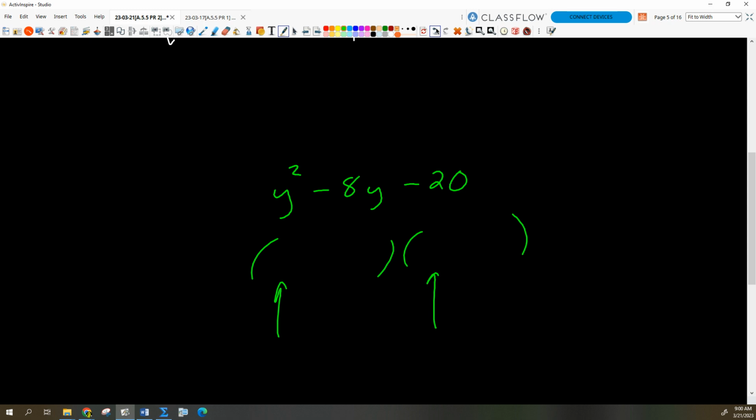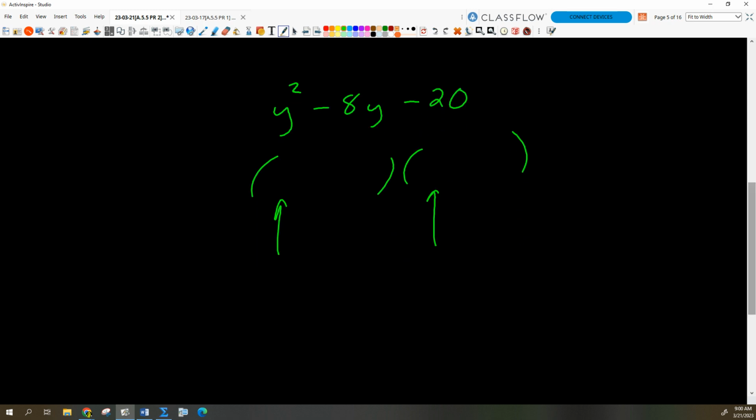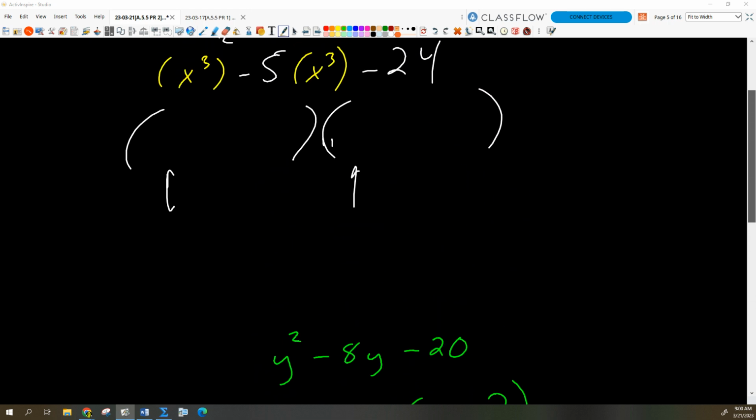I mean, you did this 1,000 times. It's got to be y, right? So now we've got to get magic numbers that go there and there. What do they have to multiply to? Just like from unit 4. Negative 20, okay, and add to negative 8, okay. So what would those be, everybody? Negative 10 and 2. There you go. So negative 10 and positive 2.